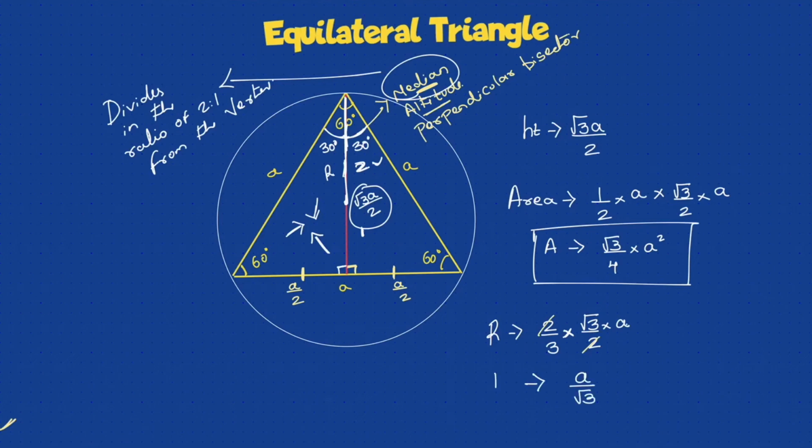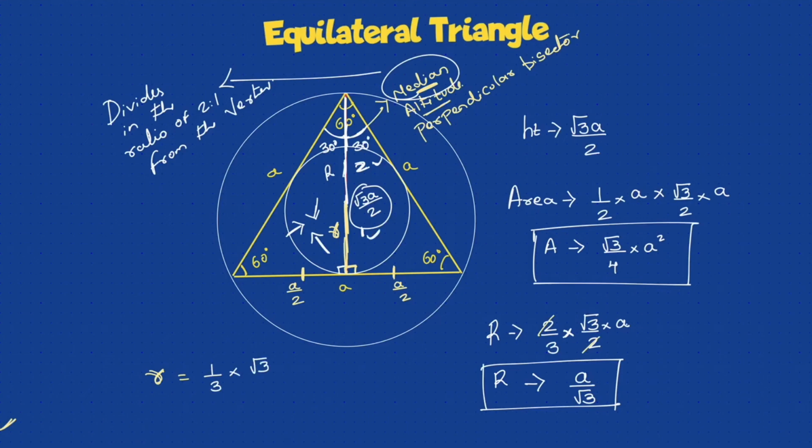So what can I say? This is nothing but 2/3 of the height. 2/3 of the height, which is root 3 by 2 into A, so the circumradius comes out to be A by root 3. Remember that. Similarly, I'll draw an inradius. Inradius means I'll draw an incircle inside the equilateral triangle. This is nothing but 1/3 of the height. Height is root 3 by 2 into A, and 1/3 of that will be nothing but A by 2 root 3.